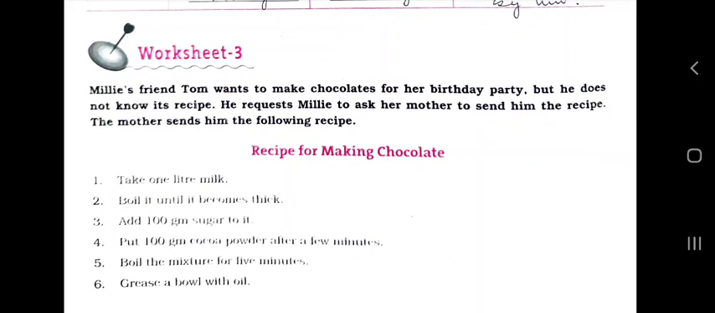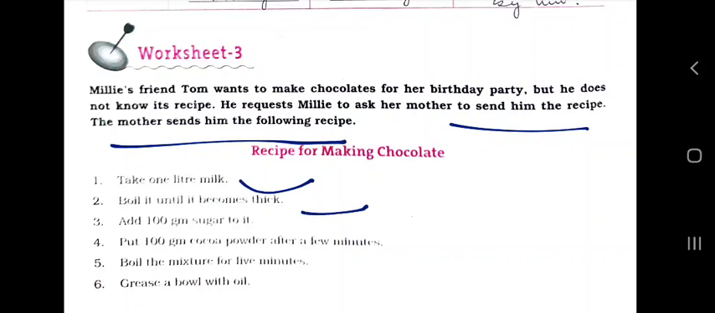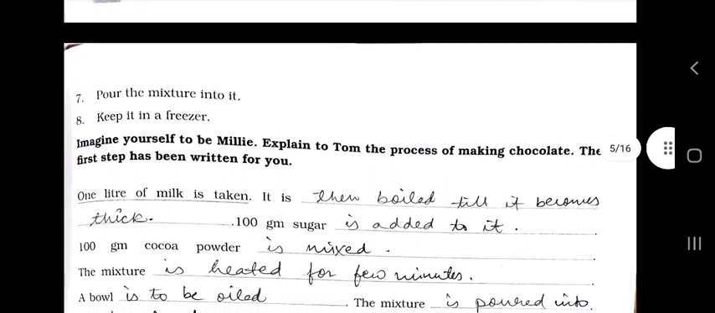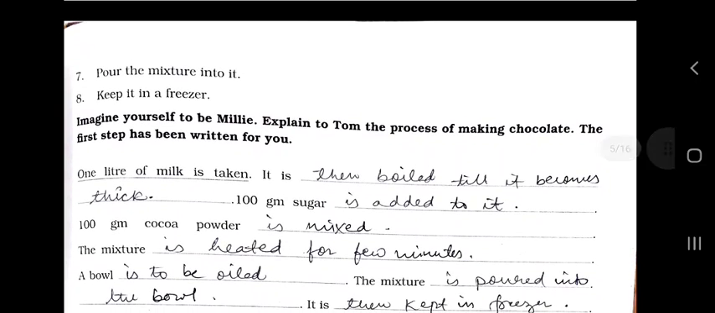Millie's friend Tom wants to make chocolates for her birthday party, but he does not know the recipe. He requests Millie to ask her mother to send him the recipe. The mother sends him the following recipe. Take 1 liter milk, boil it, and then add 100 gram sugar to it. Put 100 gram cocoa powder. After a few minutes, boil the mixture for 5 minutes. Grease a bowl with oil. Pour the mixture into it. Keep it in a freezer. Now imagine yourself to be Millie. Explain to Tom the process of making chocolates.